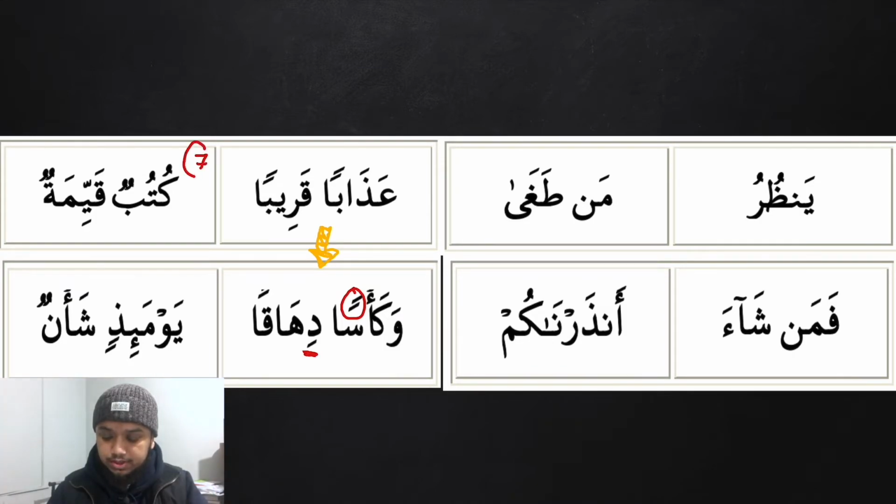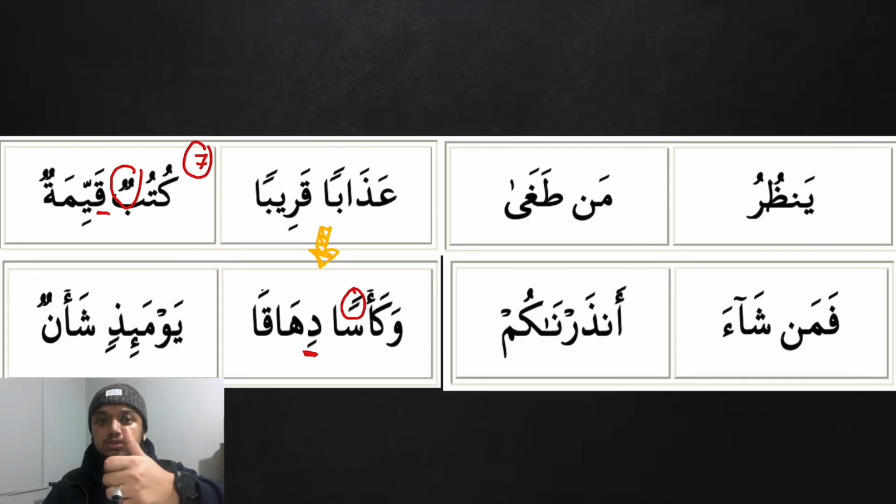We'll have a look at the 7th example now. We have كُتُبٌ قَيِّمَةٌ. So we have kutubun, tanween followed by qaf, which is a full mouth letter. So the ghunna will be full mouth. Kutubun qayyimah, kutubun qayyimah. And then we will look at the next example of tanween followed by a light letter.